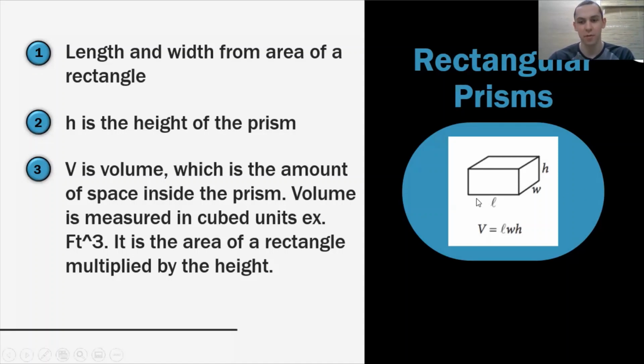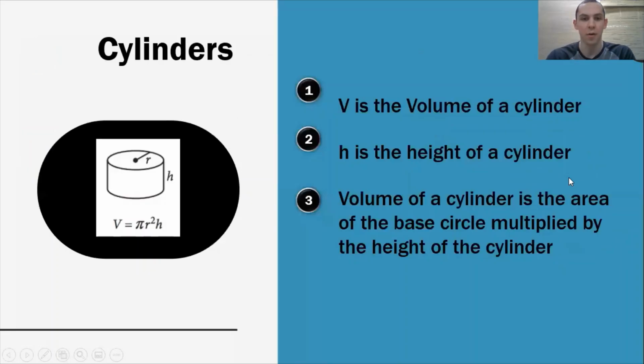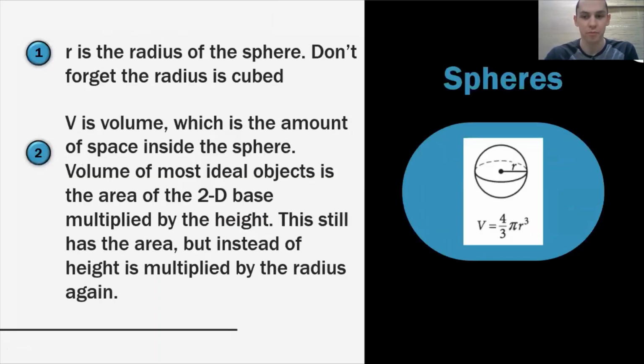And again, for a rectangular prism, you just multiply the length times width, which is the base of the prism, times the height. And you're going to find that for a lot of these formulas. We're going to take a 2D formula and multiply it by a height. And it's certainly the case with the cylinder. You take the pi r squared from the area of a circle, and then you just multiply it by the height, and that's how you get volume of a cylinder.